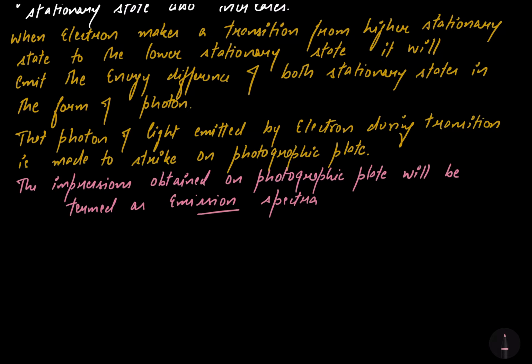Emission spectra is the impression of a photon when it strikes the photographic plate. So it will be bright lines against a dark background.